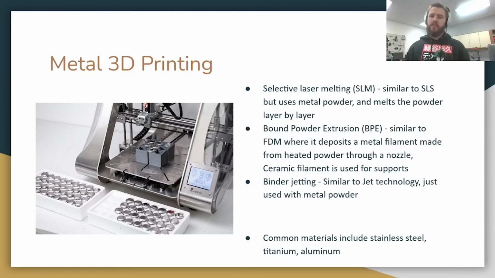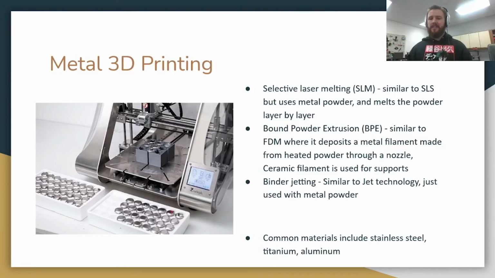Bound powder extrusion is similar to FDM printers, but instead of using plastic, it's metal powder that is stored in the nozzle, the print head, and it's heated up so hot that it comes out kind of like melted filament, kind of like melted plastic, and it's just toothpaste through a tube, but instead of plastic, it's metal.